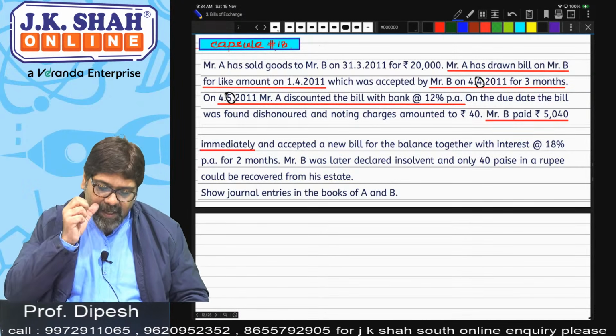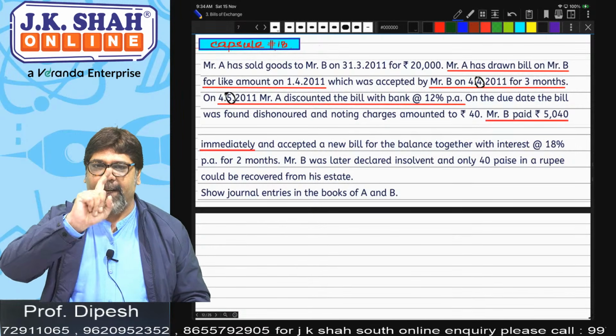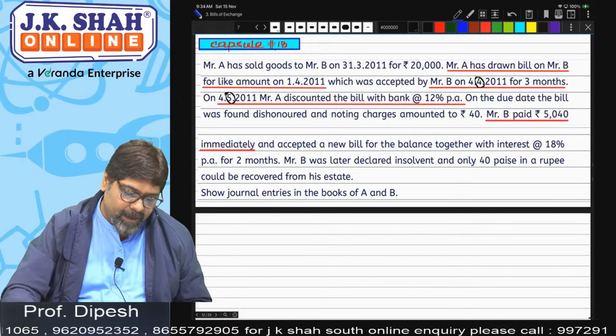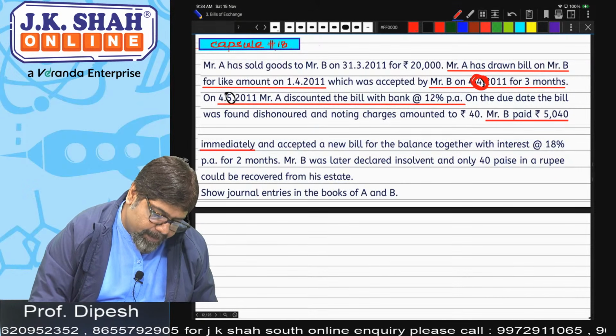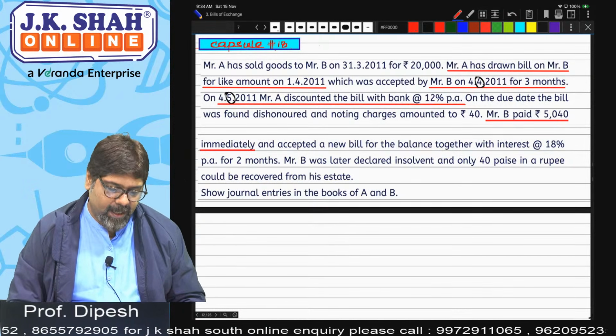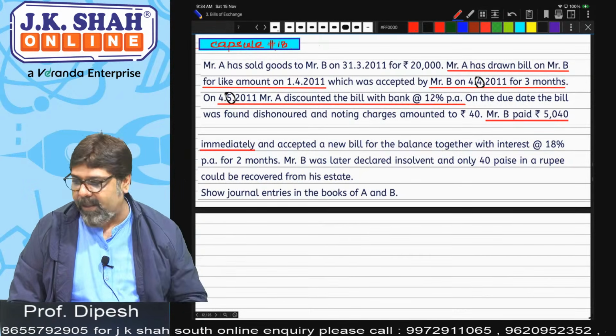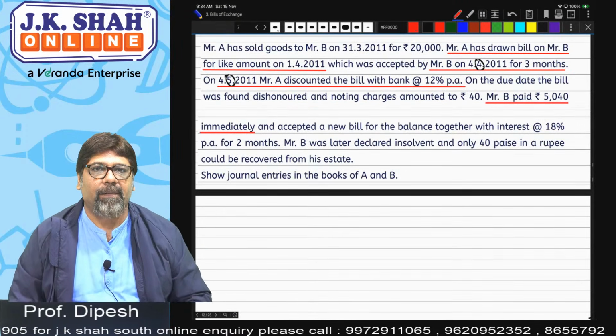Interest. Discounting charges will be for how many months? The bill is of 3 months, and you discounted the bill after 1 month. Because the bill was accepted in April, you discounted in May. So you discounted after 1 month. If you discounted after 1 month, discounting charges will be for 1 month.